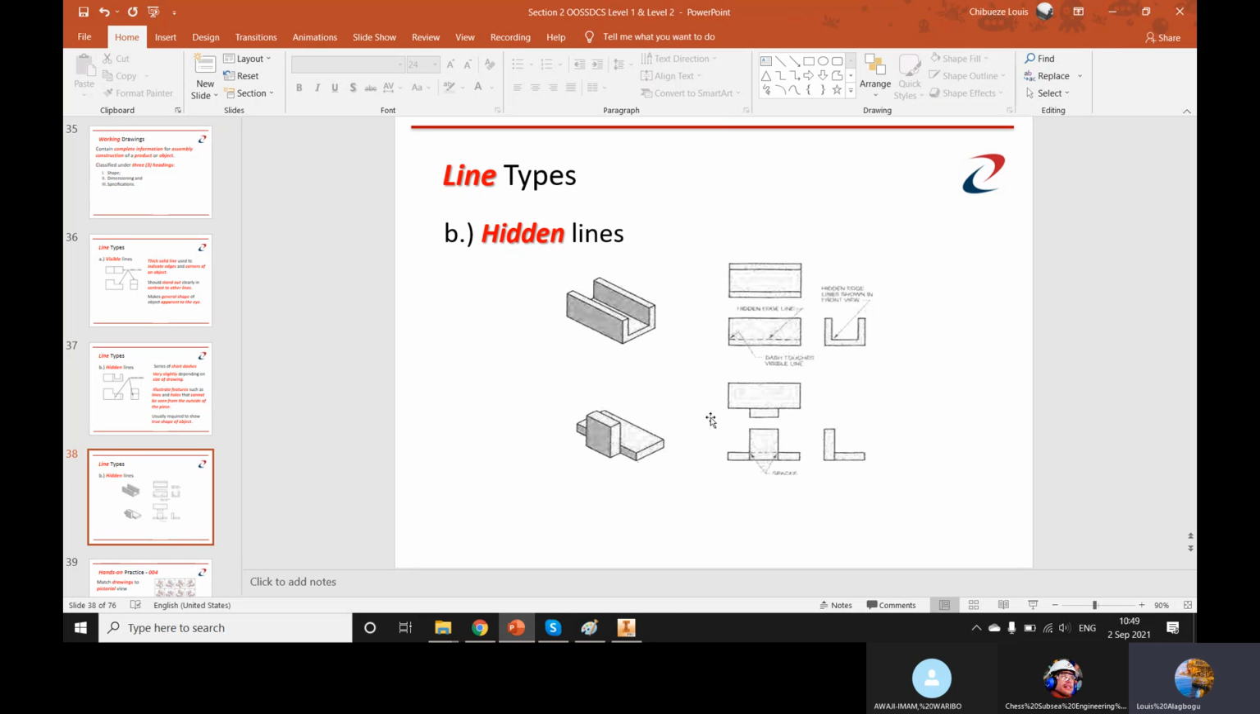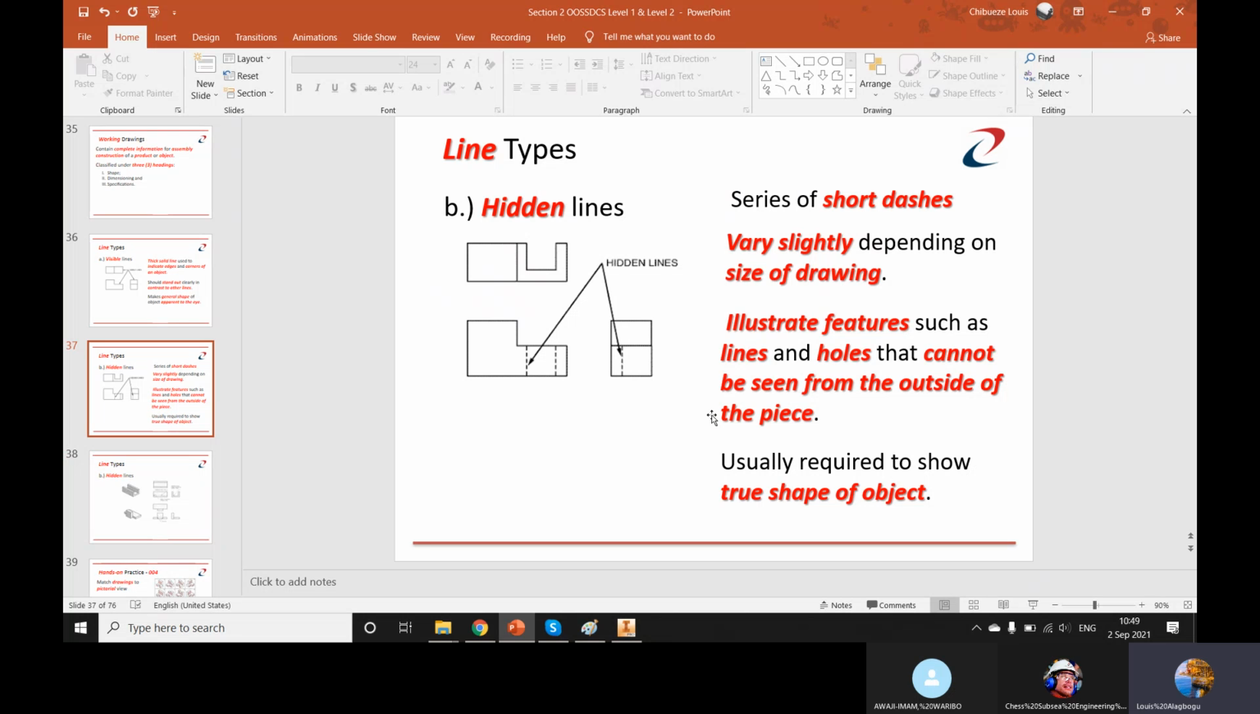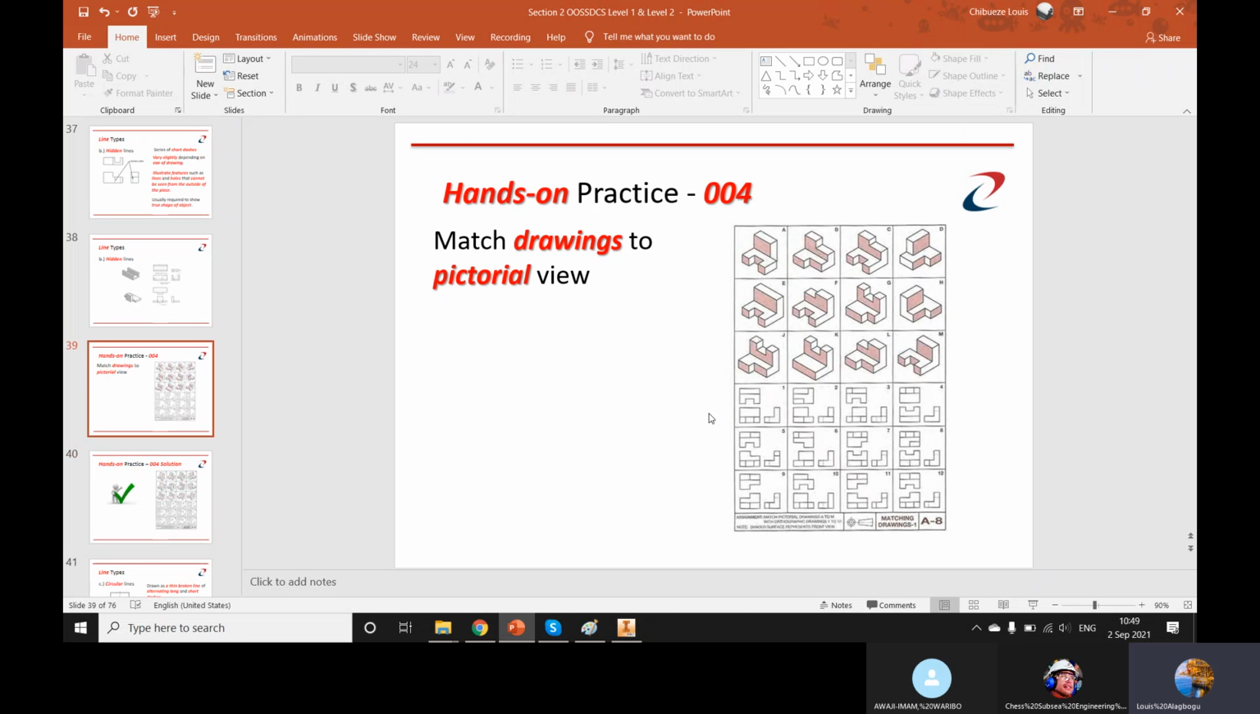Do you understand? I understand you. Okay. So they illustrate features such as lines and holes that cannot be seen from the outside of the piece.